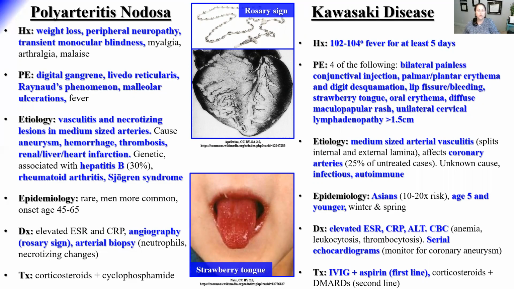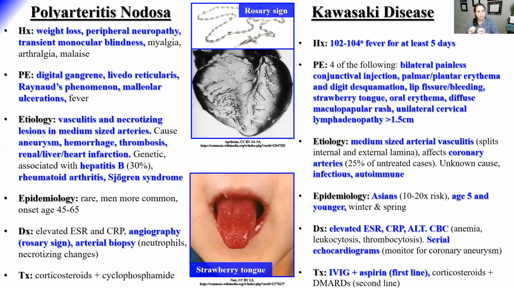Everything's red. So bilateral painless conjunctival injection, red eyes. Palmar and plantar erythema, red hands and feet. They may have desquamation of the skin on their digits. Lip fissures and bleeding. If you look at this bottom picture here, very red lips, very red tongue. We call this a strawberry tongue. Oral erythema, red mouth. Diffuse maculopapular rash, and then cervical lymphadenopathy of greater than 1.5 centimeters.